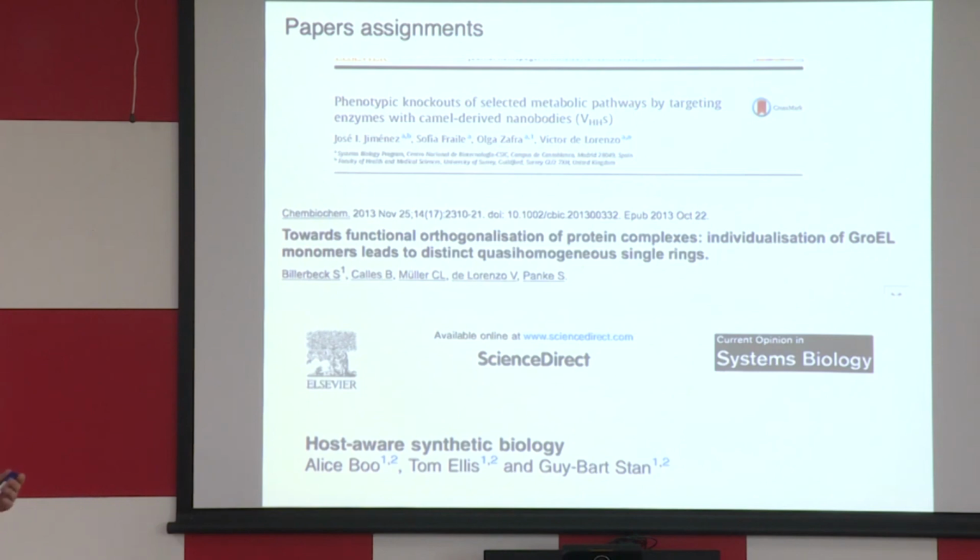Okay, so what I propose are these 6 papers. Some of them come from my laboratory, others come from other places. In this one, my collaborators and I discuss what I told you at the end of today's lecture, namely how we can make what we call phenotypic knockouts of selected metabolic pathways by targeting enzymes with camel-derived nanobodies.